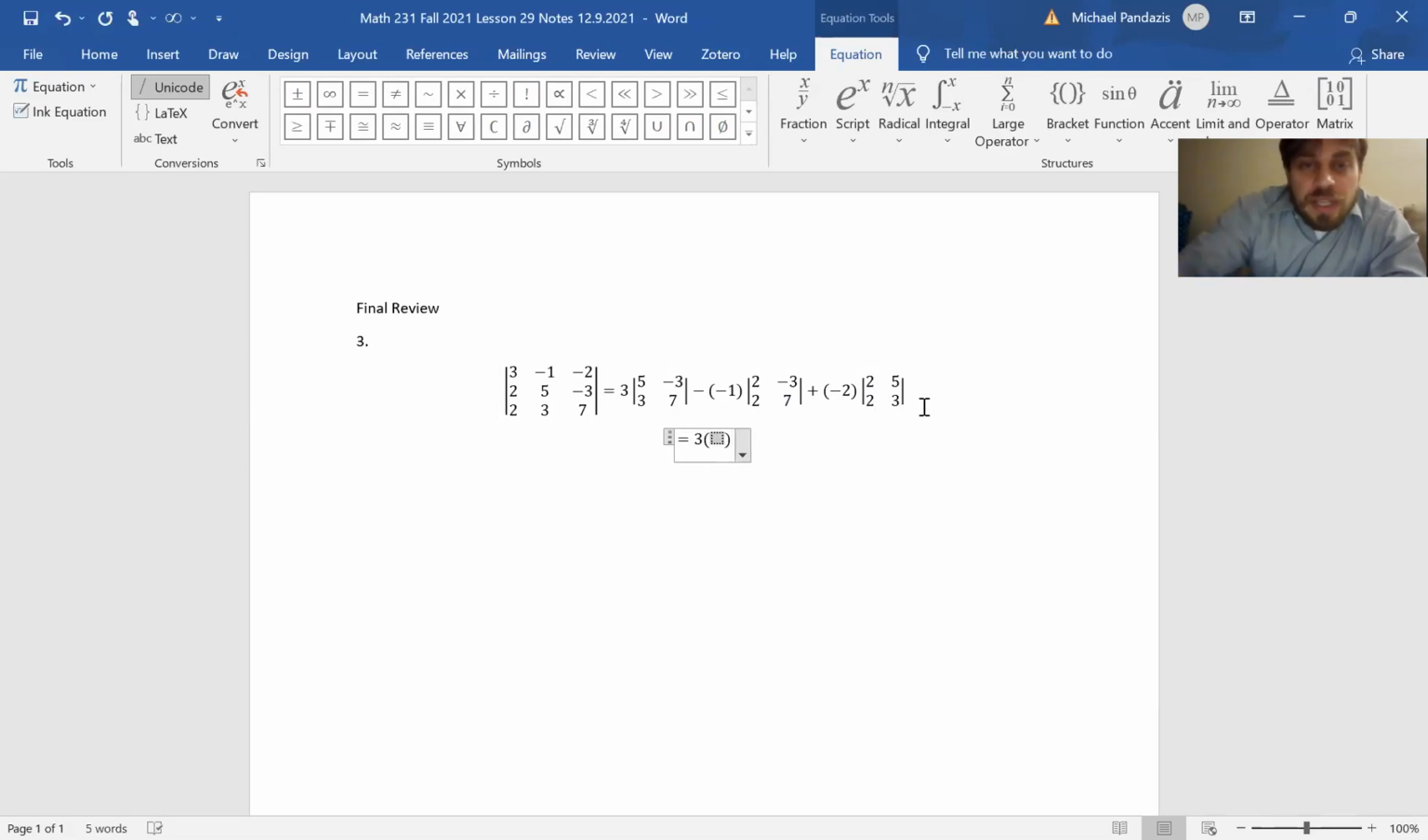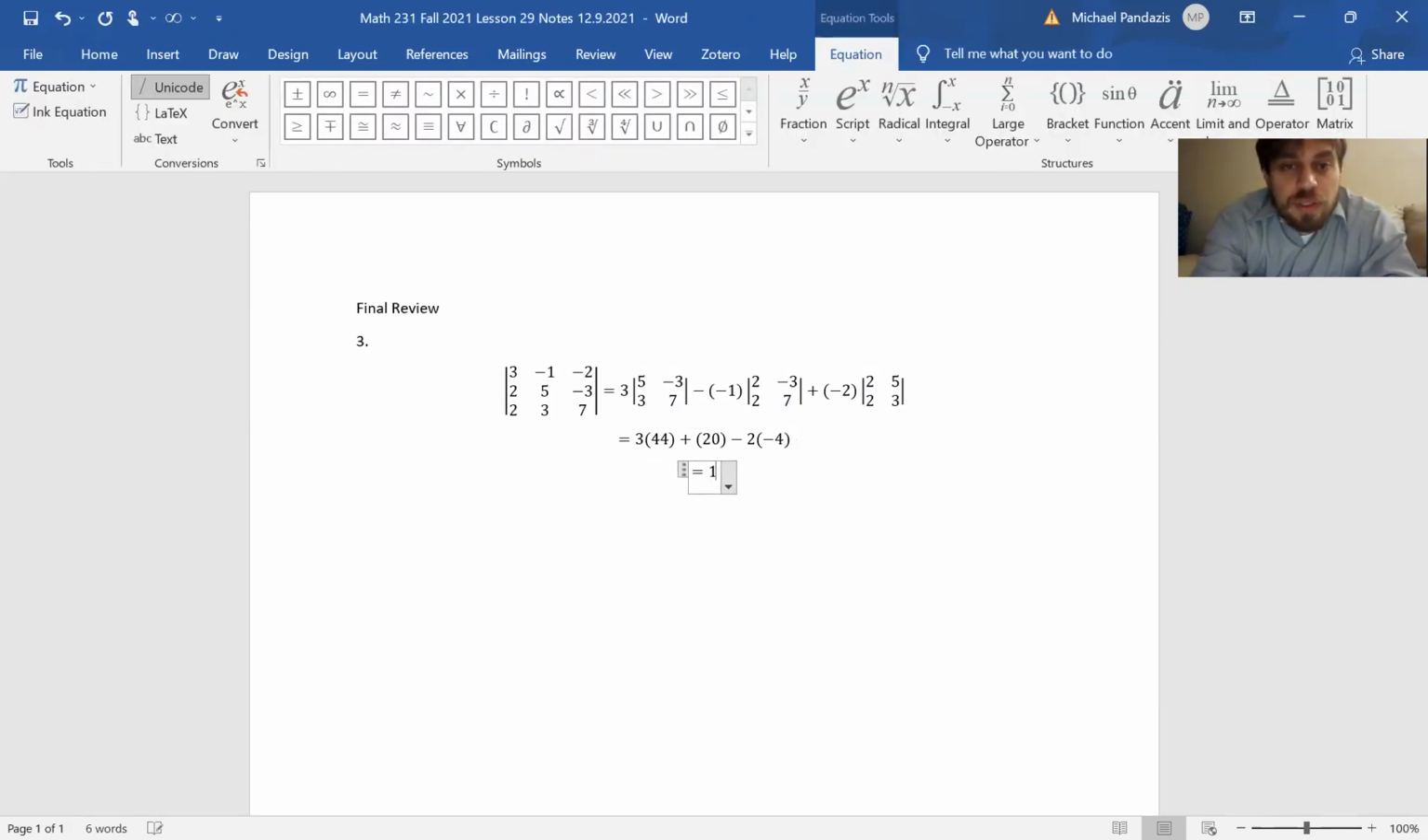So it's 3 times that determinant, which is 35 minus -9. 35 plus 9 is 44. Then minus -1 is plus 1. It's plus the next determinant, which is 14 minus -6. 14 plus 6 is 20. And it's -2 times that determinant, which is 6 minus 10, which is -4.